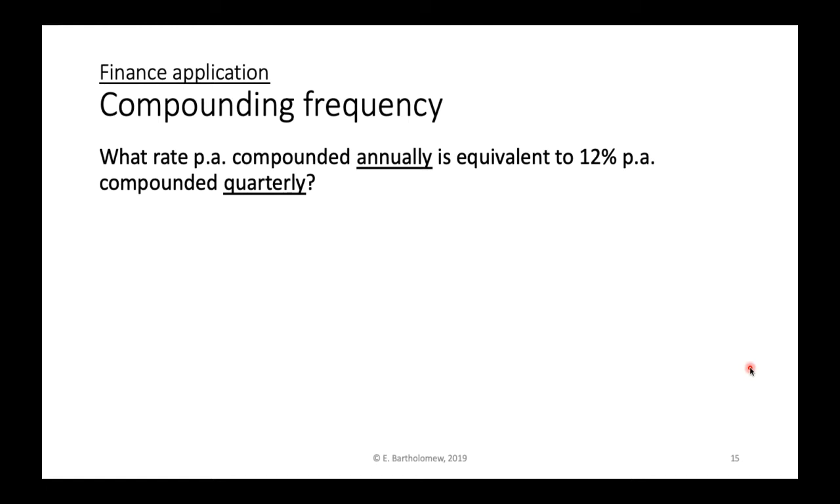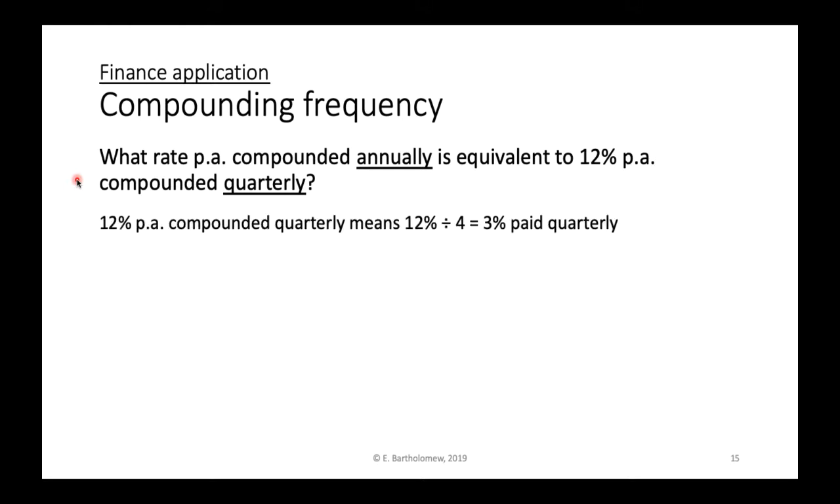Okay. Now, let's look at an example involving compounding frequency. This is a common finance application. So the question is, what rate per annum compounded annually is equivalent to 12% per annum compounded quarterly? Now, the key thing to answering these types of questions is first to understand correctly what it means, and in particular, what 12% per annum compounded quarterly means.